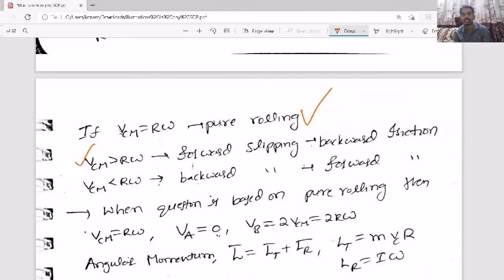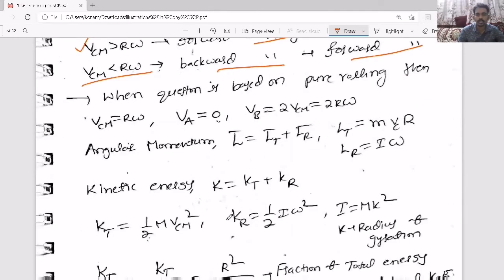If VCM is greater, then there is forward slipping and backward friction. If VCM is lesser, then there is backward slipping and forward friction. But our questions at CET and NEET level will come only based on pure rolling. When the question is based on pure rolling, first, VCM equals r omega, VA equals 0, and VB equals 2 VCM or 2 r omega.